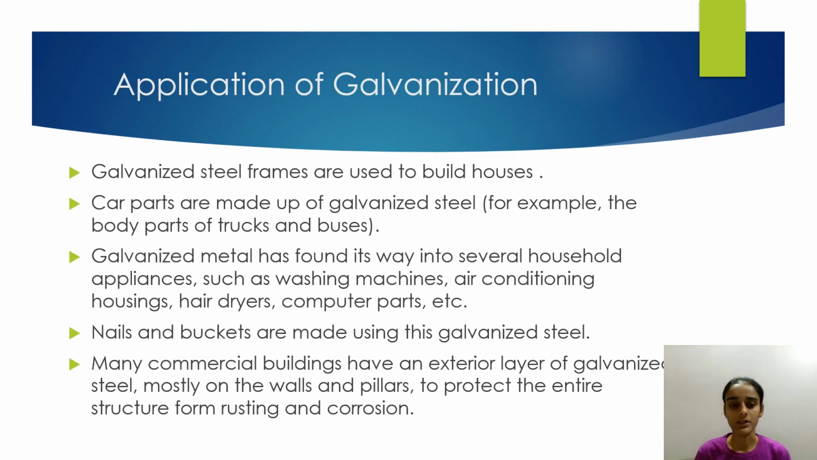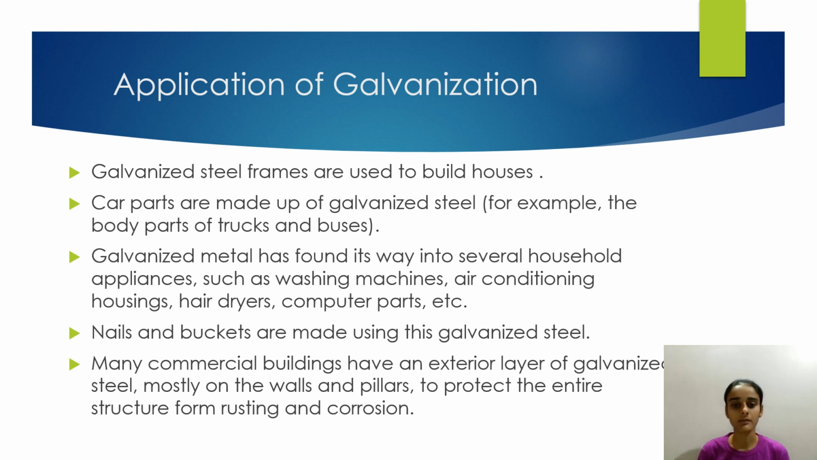Application of galvanization. Galvanized steel frames are used to build houses. Car parts are made up of galvanized steel, for example, body parts of trucks and buses. Galvanized metals have found their way into several household applications such as washing machines, air conditioning, housing, hair dryers, computer parts, etc. Nails and buckets are made using galvanized steel. Many commercial buildings have exterior layers of galvanized steel, mostly on walls and pillars, to protect the entire structure from rusting and corrosion.